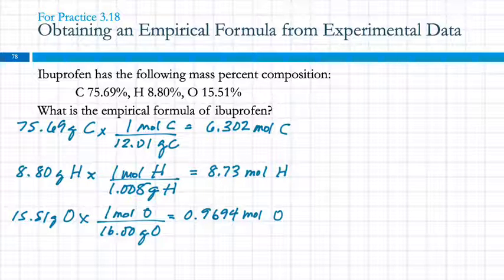So I converted my masses to moles of elements. And now I need whole numbers. So I'm going to divide by the smallest, 0.9694. So that's going to give me 1. I divide by the smallest because then all the others are going to be bigger than 1. Right? They're going to be 1 or larger. I don't want any more partial, fractional numbers.